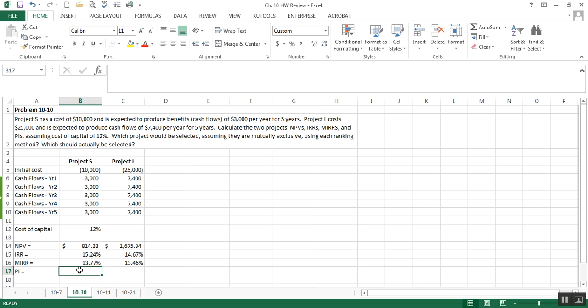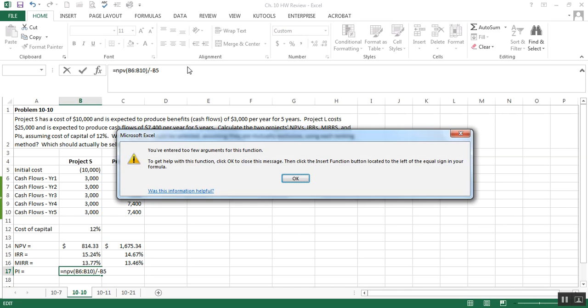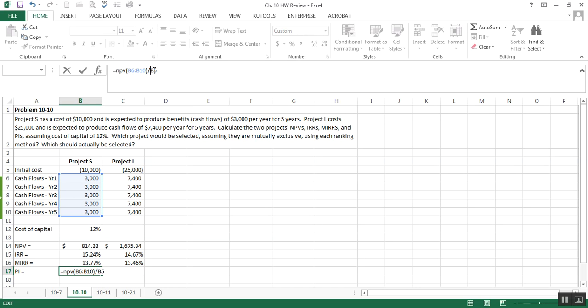The profitability index is going to take the net present value of all of the cash flows for years 1 through 5 divided by the initial cost. The initial cost here is negative, so I'm going to put in a negative here, because we don't want to return a negative number. Oops, I forgot the rate in the net present value formula, which is 12%. So this is going to give us a profitability index of 1.08.